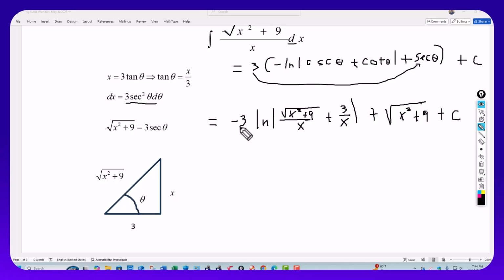So the final answer then is minus 3 natural log of the absolute value of the square root of x squared plus 9 over x plus 3 over x, plus the square root of x squared plus 9 over 3. But remember, multiplied by 3. So that got canceled out.